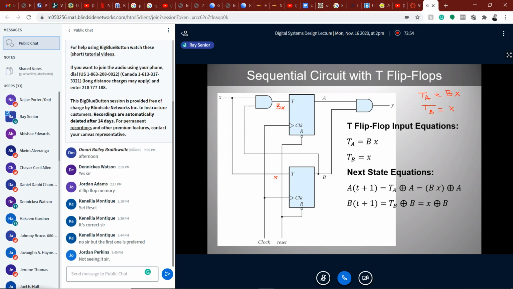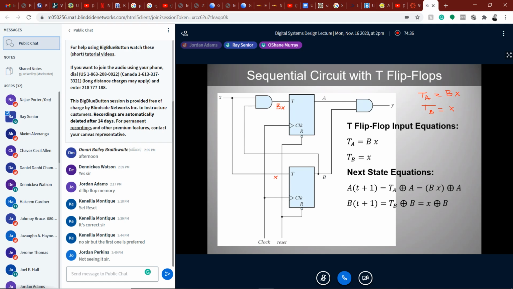Now, what about the output value? Can you now say what the output value is? So the output value would be the A variable AND the B variable. Look at the diagram: TA XOR A, TB XOR B. Please look at the diagram. The output value is Y, and Y equals A AND B. I don't know why you guys are making this thing so difficult.